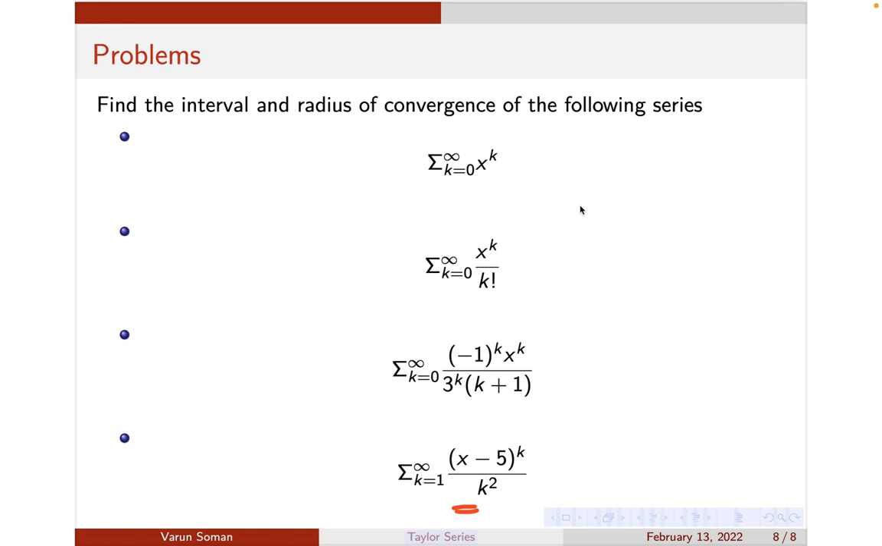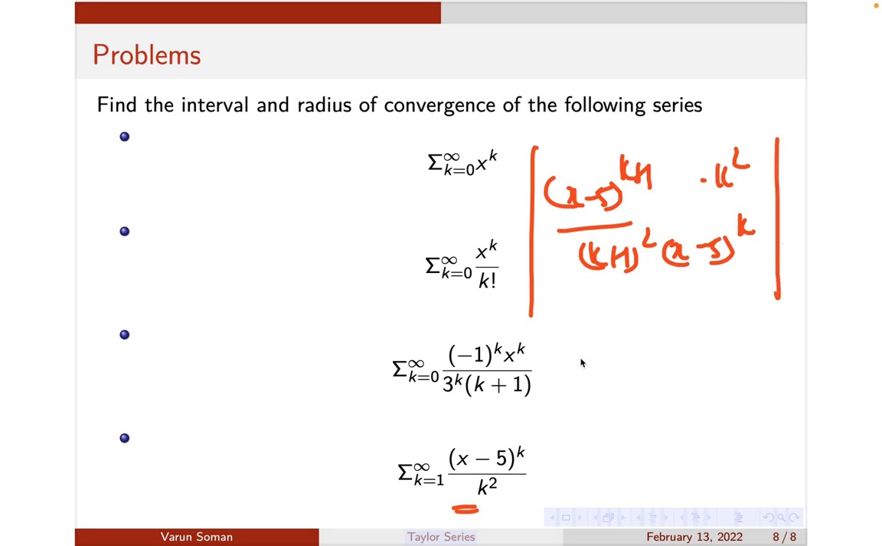So your u_(k+1) here is a different series now. It's basically a power series about x equal to 5. So what will you do? Look at u_(k+1). Your u_(k+1) is (x minus 5) raised to k plus 1 by (k plus 1) square. Your u_k is (x minus 5) raised to k by k square. If you take u_(k+1) by u_k, just do it by yourself, you will get (x minus 5) by (x minus 5) into k square by (k plus 1) the whole square.